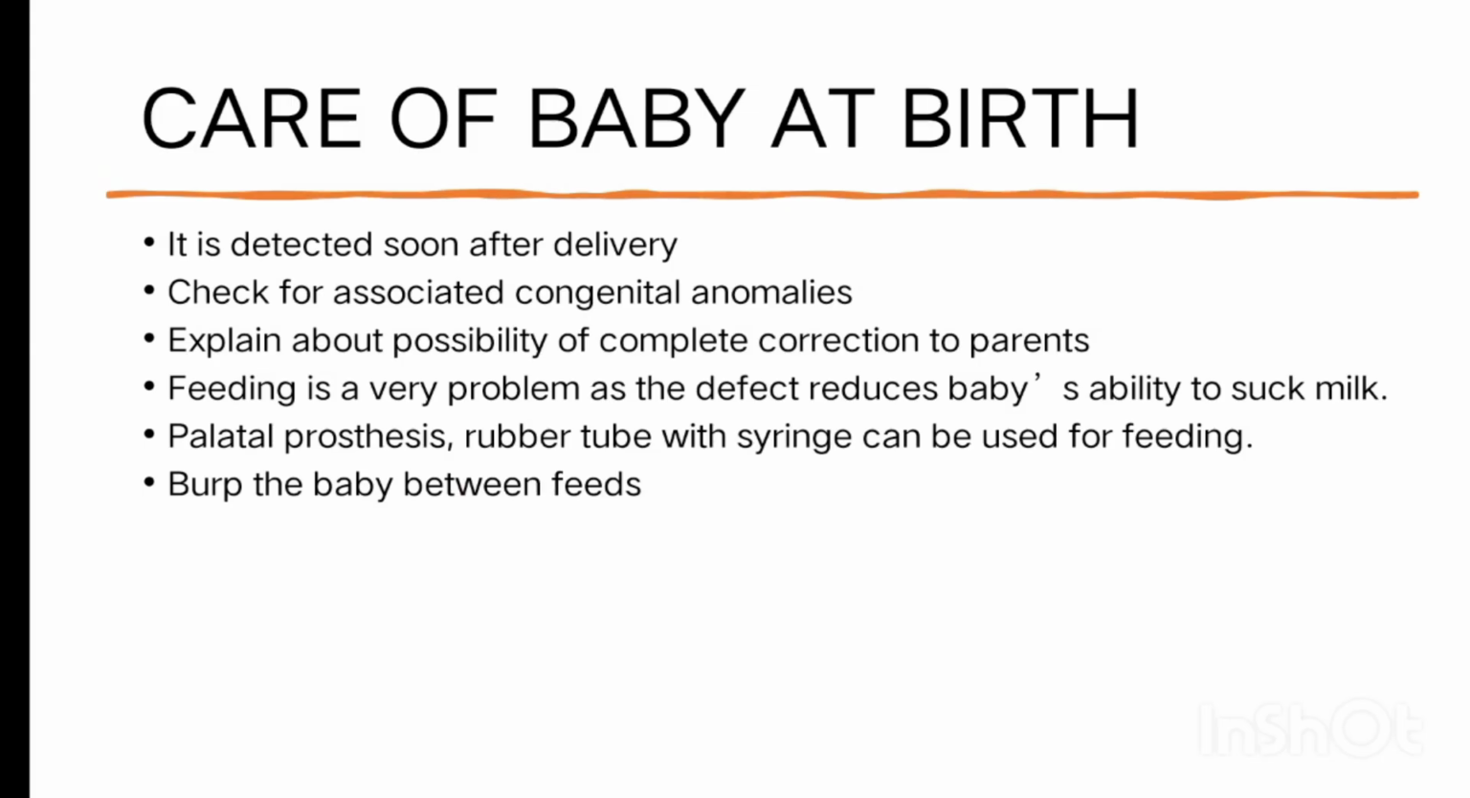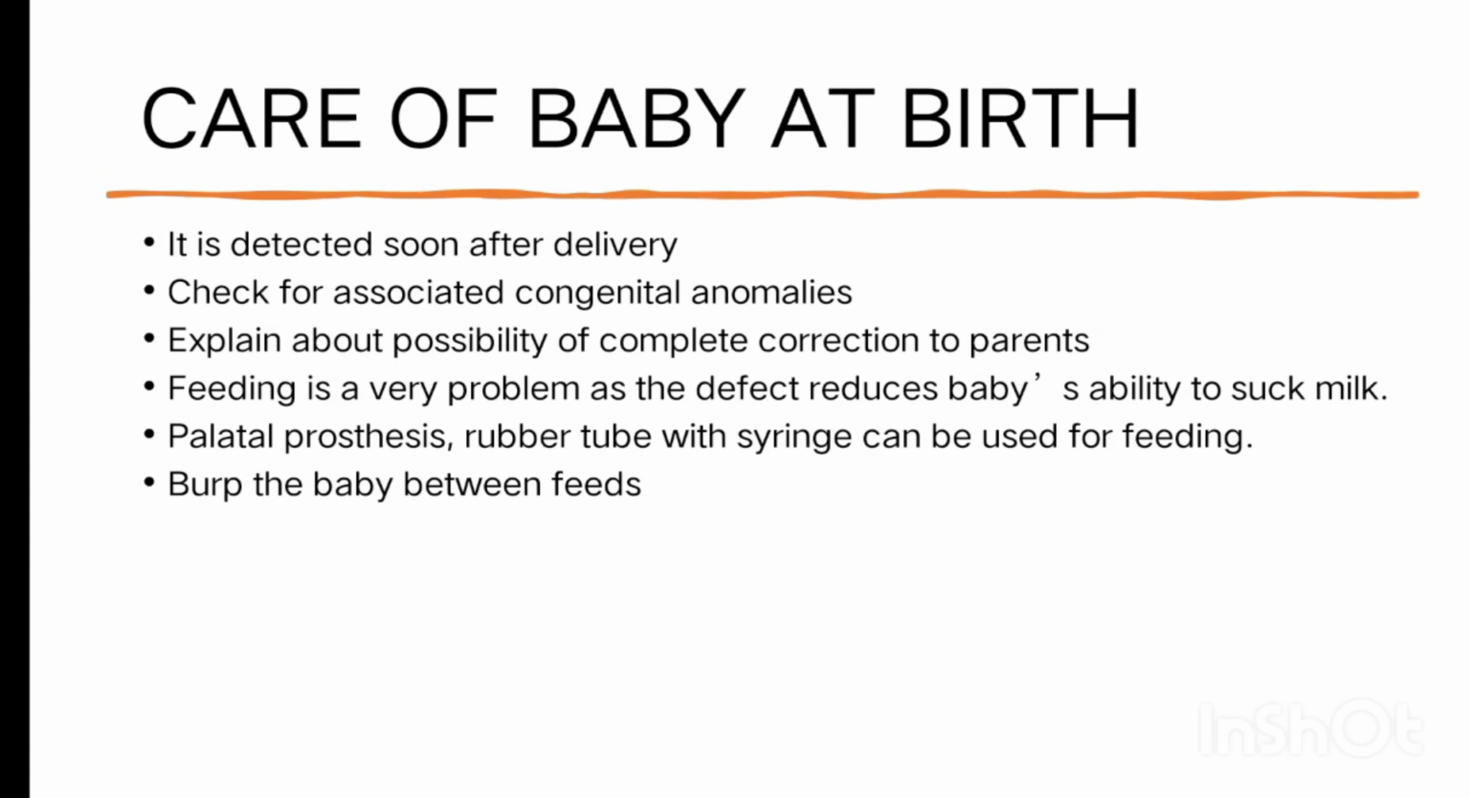So care of baby at birth: it is detected soon after the baby is born, that is after the delivery. Check for associated congenital anomalies. Along with this cleft lip and palate, we have to assess whether any other congenital anomalies are there or not. Explain about the possibility of complete correction to parents. Feeding is a major problem, as the defect reduces the baby's ability to suck milk. A palatal prosthesis, or a rubber tube with syringe, can be used for feeding. Burp the baby between each and every feed.